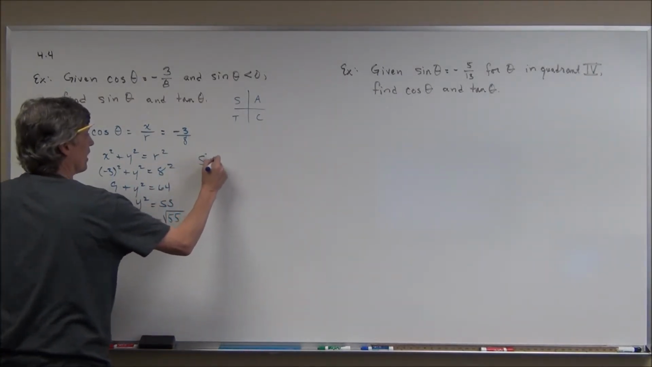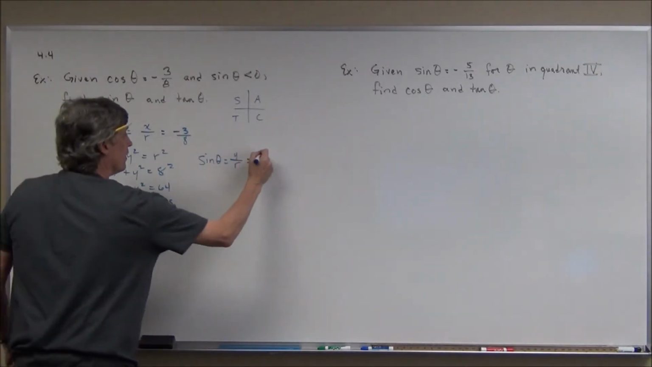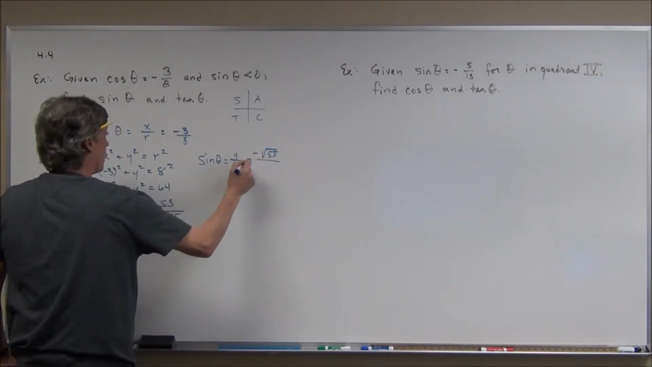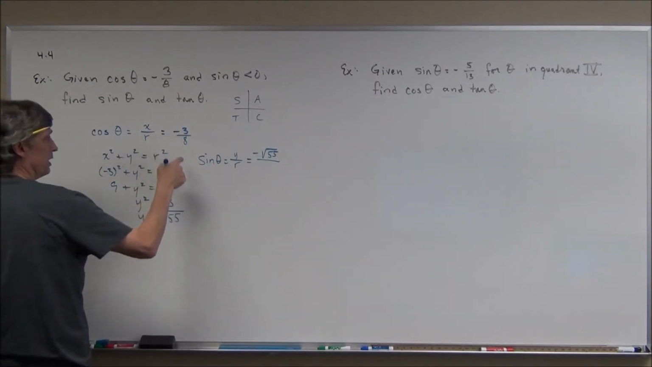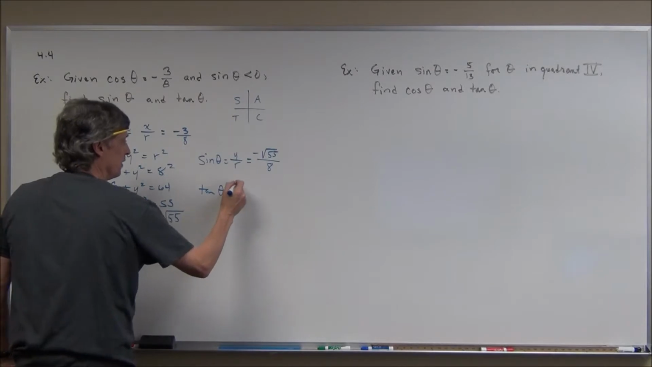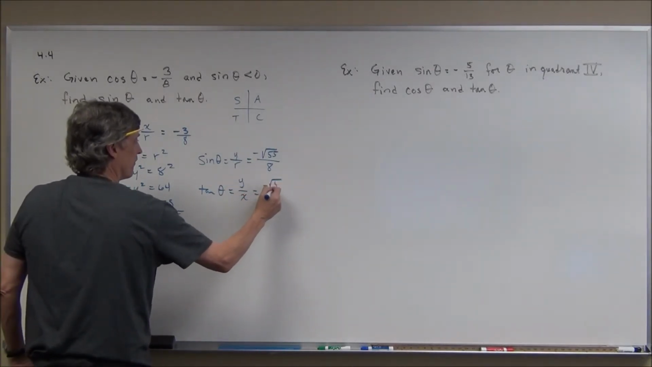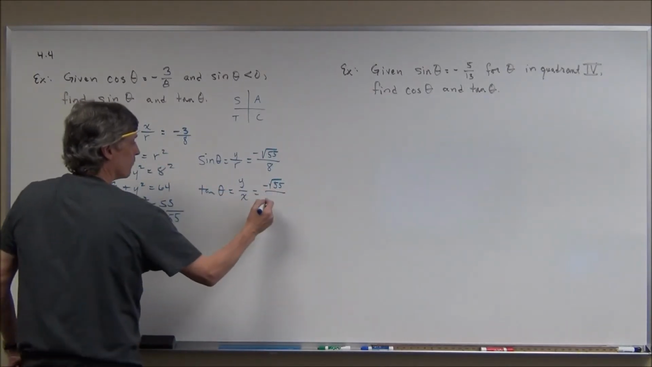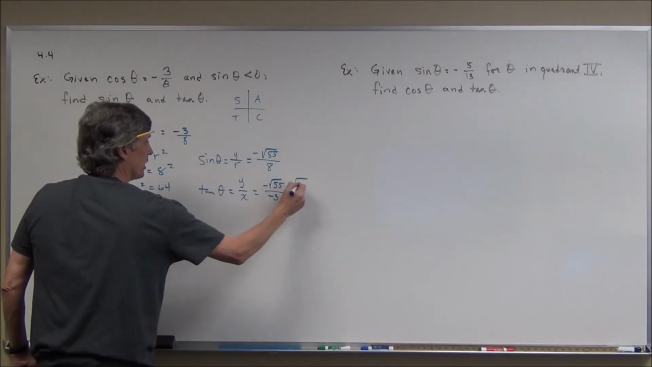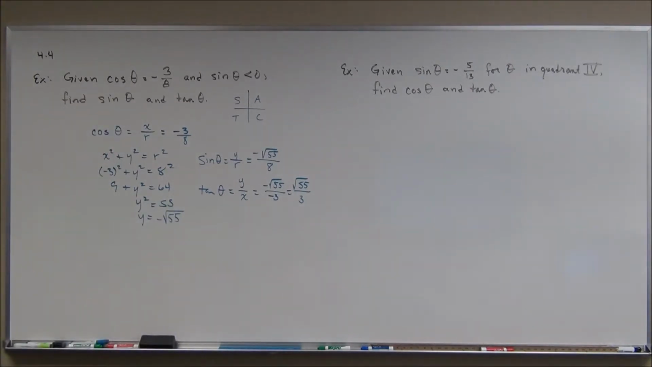The sine of theta is the y over the r, so the y is negative square root of 55, all over the r, which is 8. The tangent of theta, now this should be positive, this is the y over the x, so the y is negative square root of 55, the x is -3, so I get positive square root of 55 over 3, and it's in simplest radical form, and those are the two values. I can find the other three, but that's all they're asking for here.